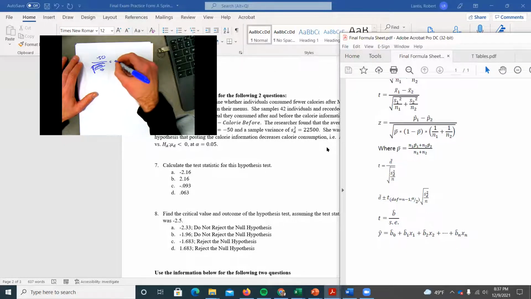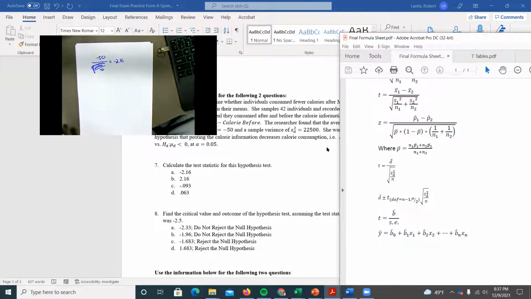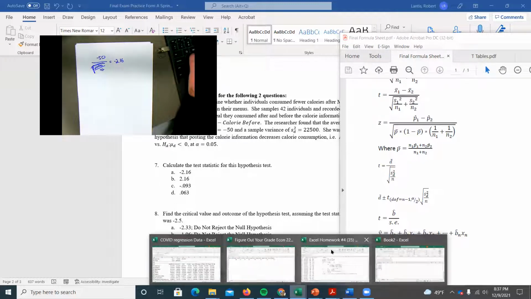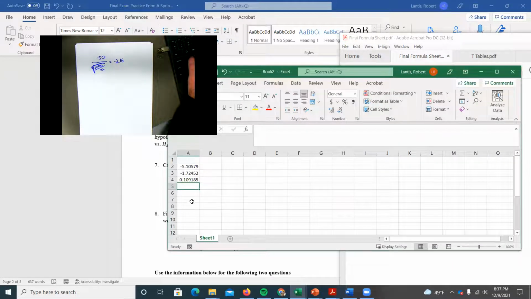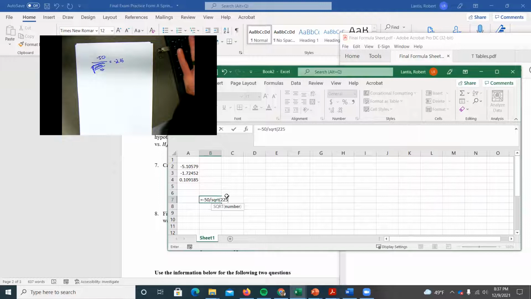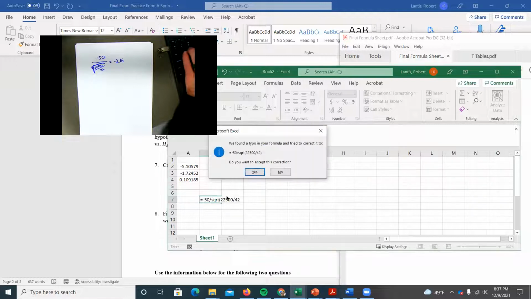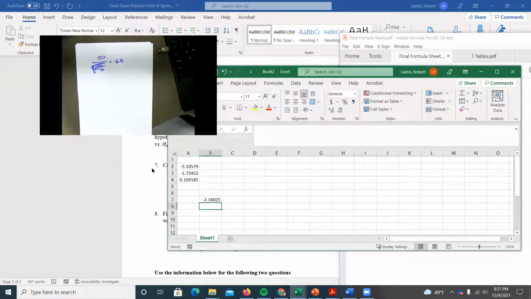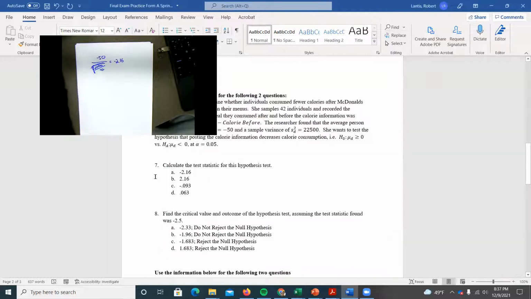My guess is what we end up getting here, if we plug this into a calculator, is -2.16, but we'll just double check that real quick. So -50 divided by the square root of 22,500 divided by 42. Sure enough, -2.16. Sorry about that ping in your ears if you're listening to this, by the way. So we got our test statistic.